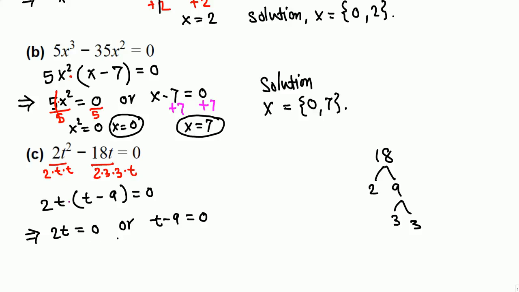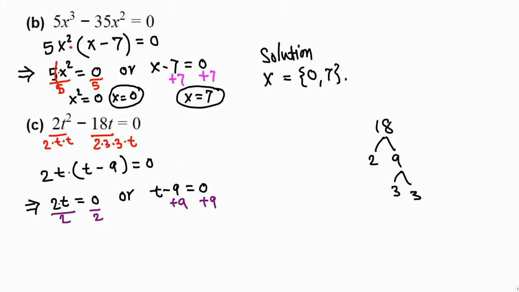Isolate t from each equation. So t minus 9 equals 0, add 9. Okay, 2 times t equals 0, it's times, so divide by 2 and we get the answers. So 2 cancels, t equals 0 over 2 is 0, and the 9s cancel, so t equals 9.